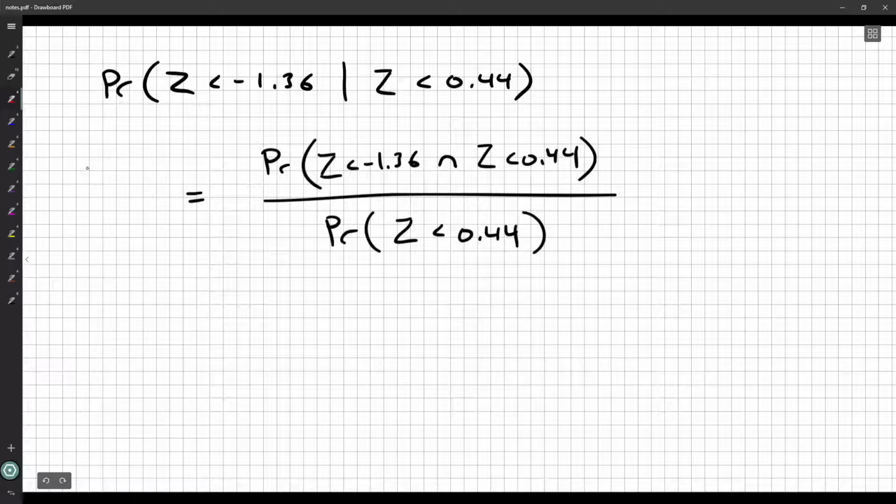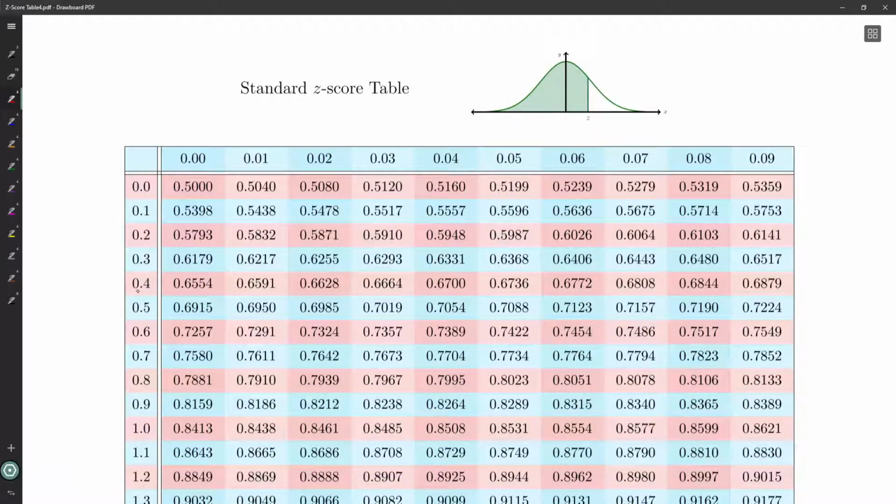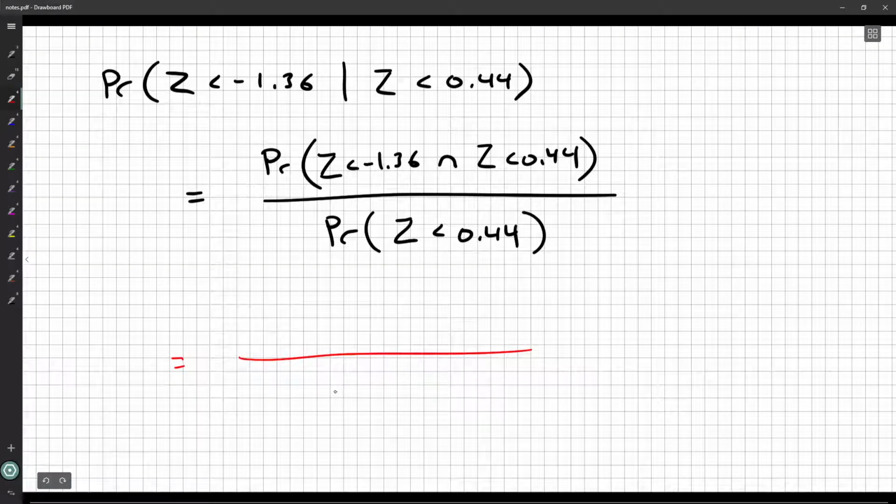Right away, the denominator here can actually be looked up in our standard table. We'll go to 4 decimal places, 0.44. Okay, so 0.6700. That's going to be the denominator, 6700.